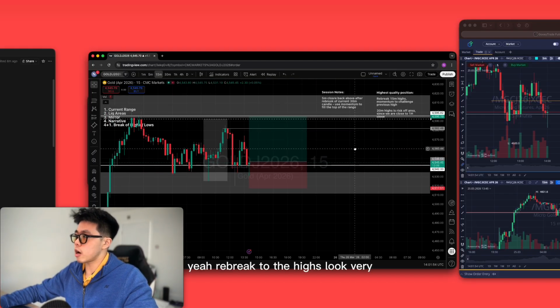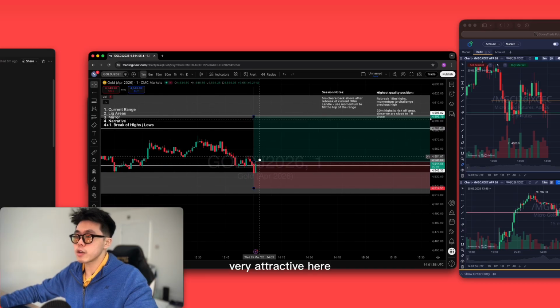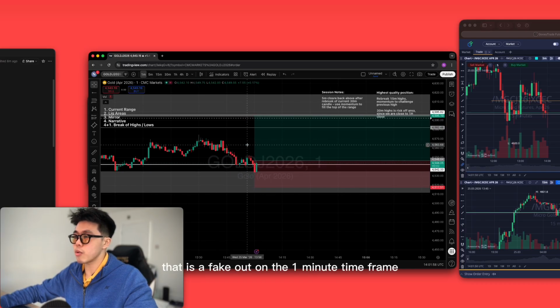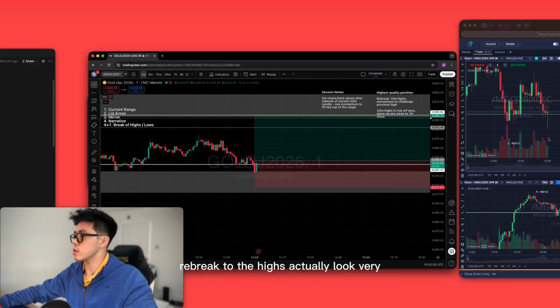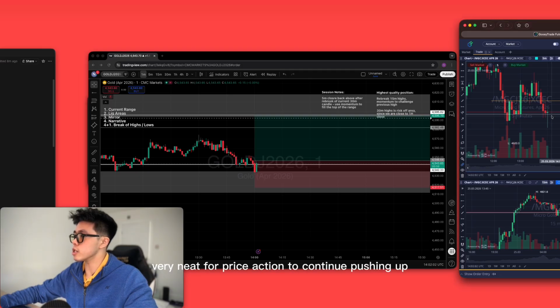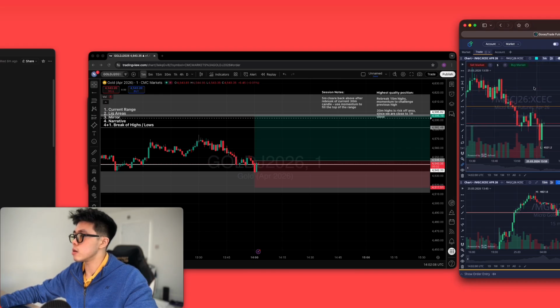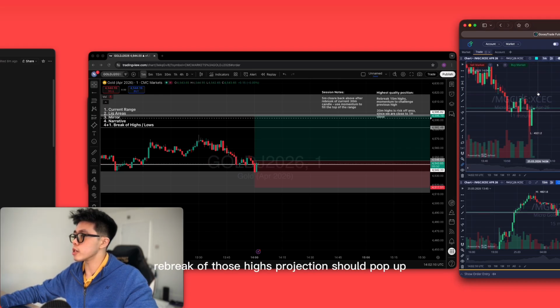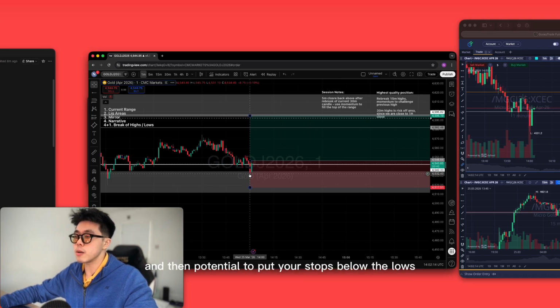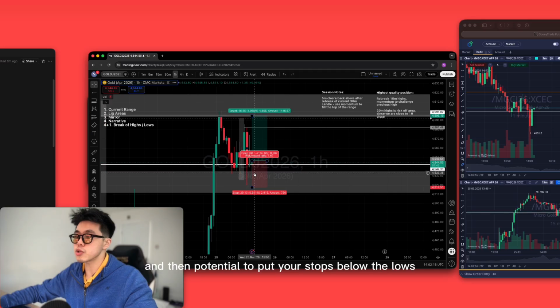Yeah, rebreaks of the highs look very, very attractive here. That is a fake out on the 1 minute time frame. Rebreaks of the highs actually look very, very neat for price action to continue pushing up. That looks very neat indeed. Rebreak of those highs, price action should pop up. Yeah, we should see this start to move, and then potential to put your stops below the lows.